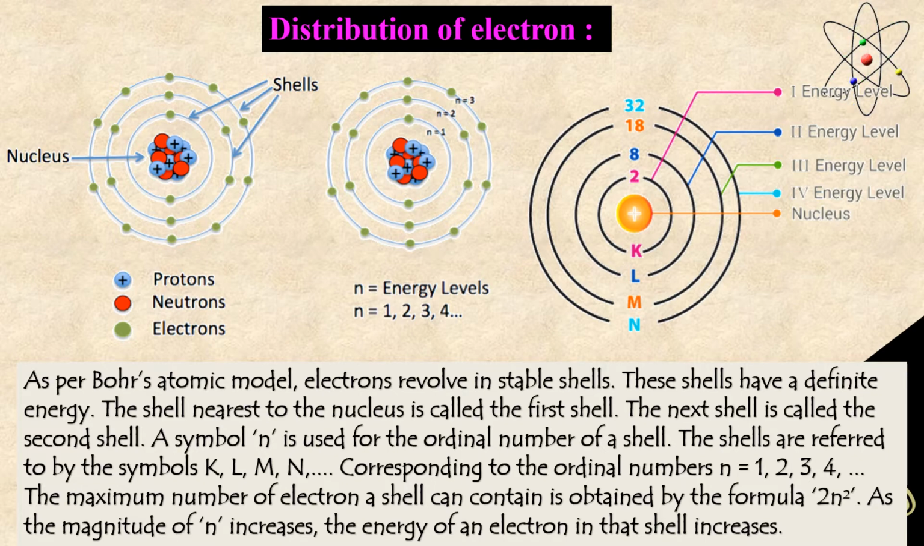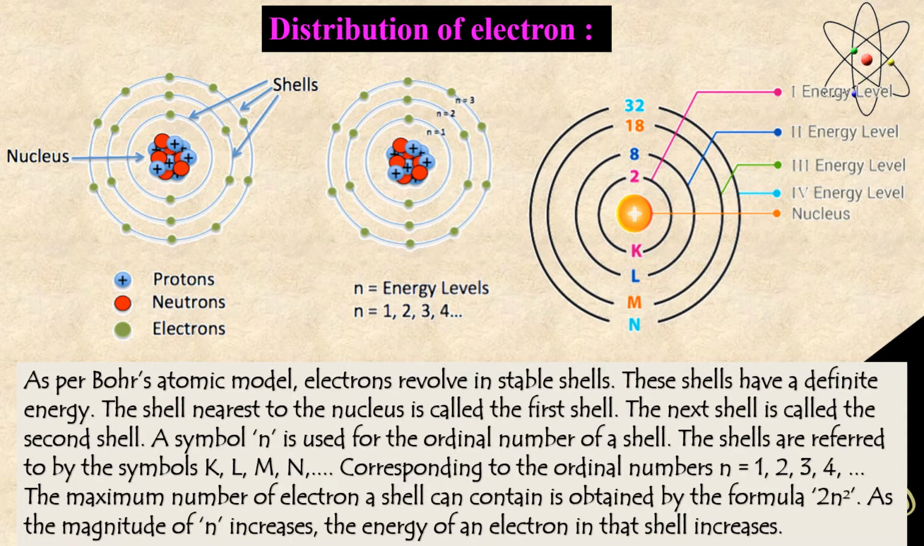Now the symbol n is used for the ordinal number of a shell. मीन्स वो n1, n2, n3, वो हम लोग को n जो है वो हम लोग को बताता है कि हम लोग कौन से नंबर ऑफ शेल की बात कर रहे हैं. ठीक है, if suppose it mentions n1, meaning न्यूक्लियस के बाद फर्स्ट जो शेल है उसके बारे में बात हो रही है. So that will give you an idea.